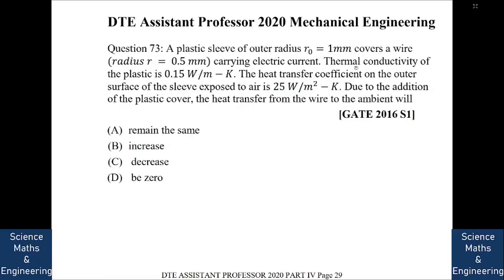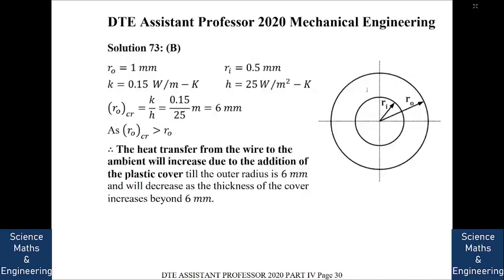Next question. A plastic sleeve of outer radius R0 equal to 1 millimeter covers a wire of radius 0.5 millimeter carrying electric current. The thermal conductivity of the plastic is given. The heat transfer coefficient on the outer surface of the sleeve is given. Now, if we add more plastic cover, the heat transfer from the wire to the ambient will increase, decrease, remain the same, or will be zero. The answer is C.